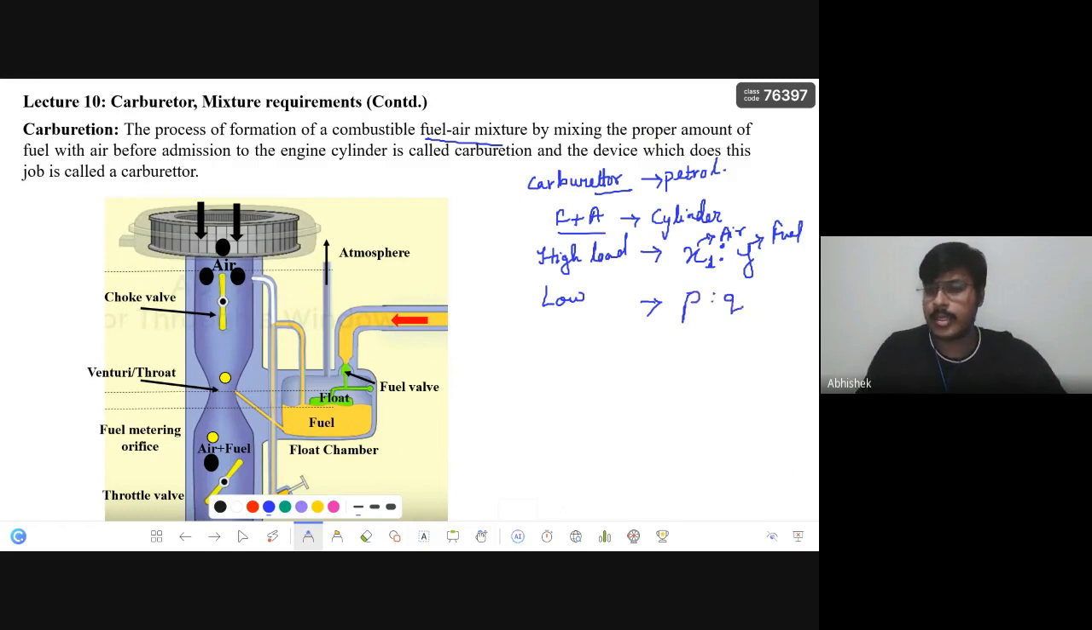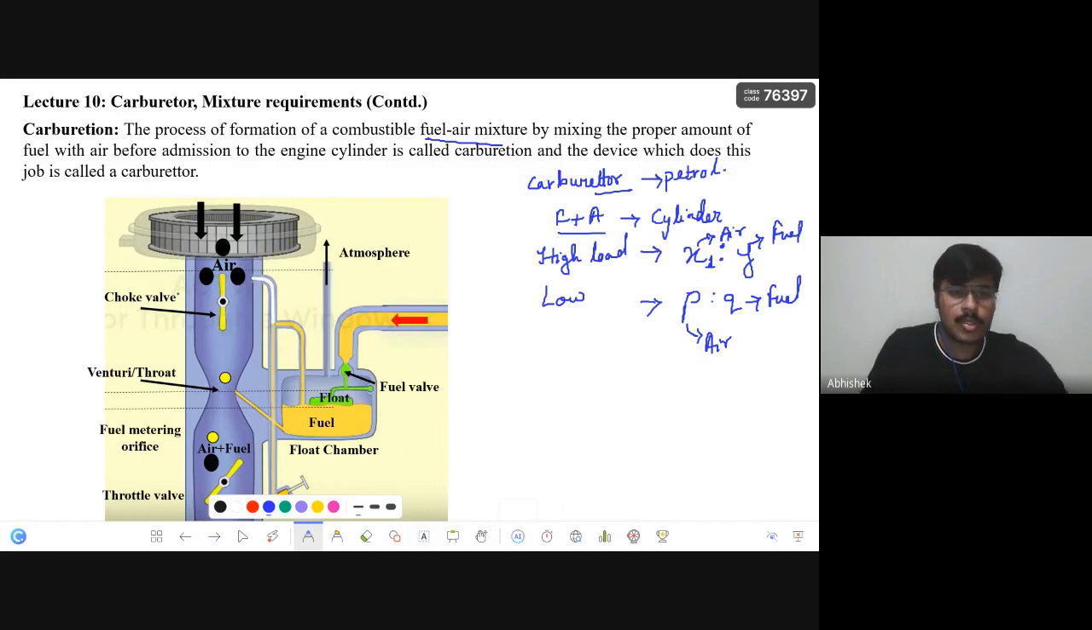So in this case, P will be air and this will be fuel. The process of preparing all this mixture according to the load is known as carburation, and the job is done by a carburetor. If you can see this diagram, I will explain how this is a simple carburetor and how it functions.